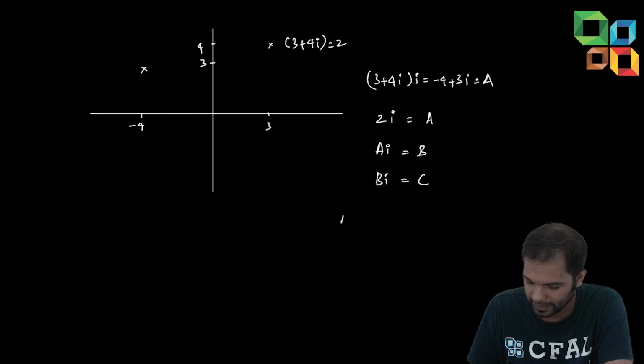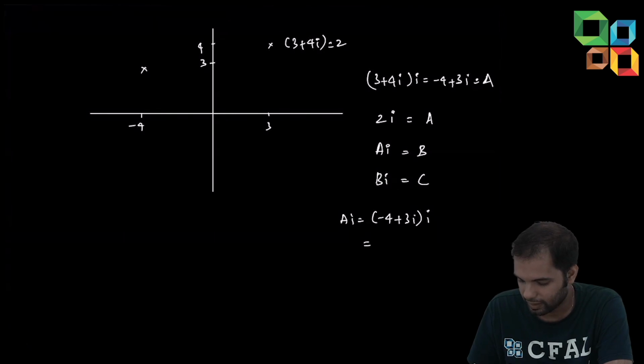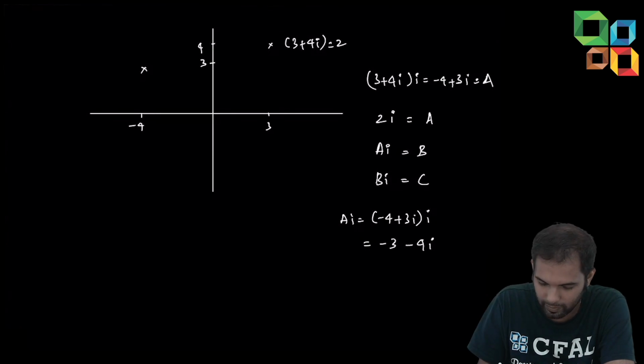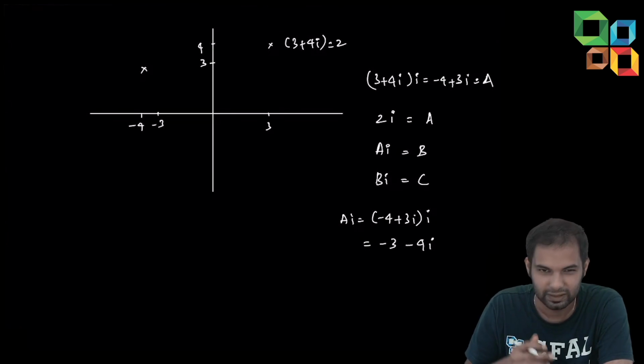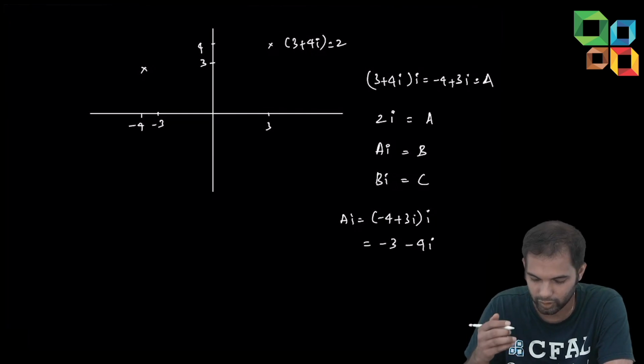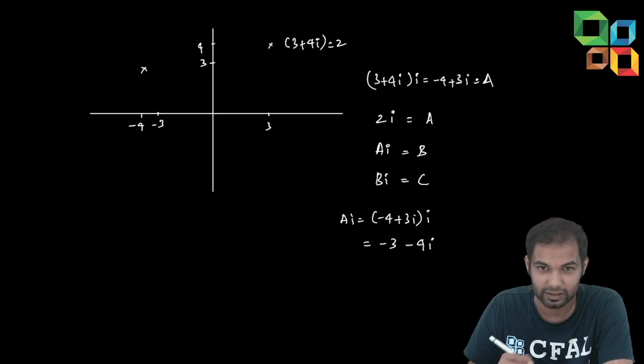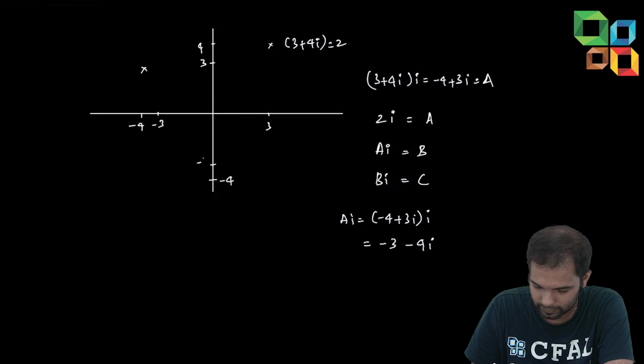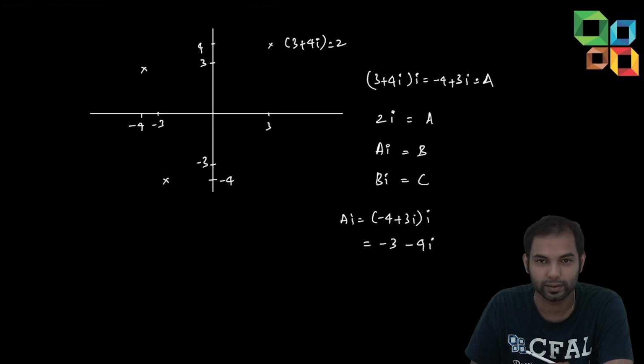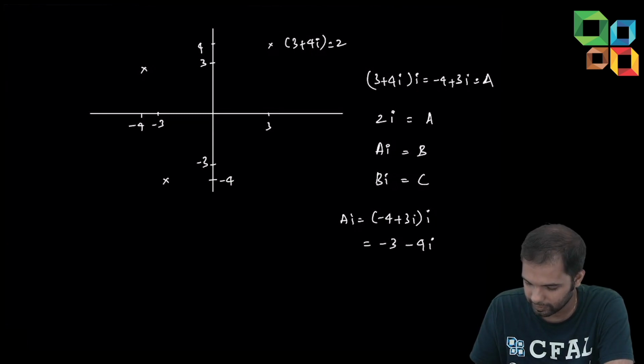Now again, I have to multiply A with I, which is minus 4 plus 3i into I, which is, say, minus 4i, and this would be minus 3. Now I want minus 3. They're just rough graphs, I'm not drawing according to scale. I'm just trying to match it. So minus 4 might be somewhere here, and this would be minus 3 maybe. So minus 3 minus 4i. This is nothing but B.